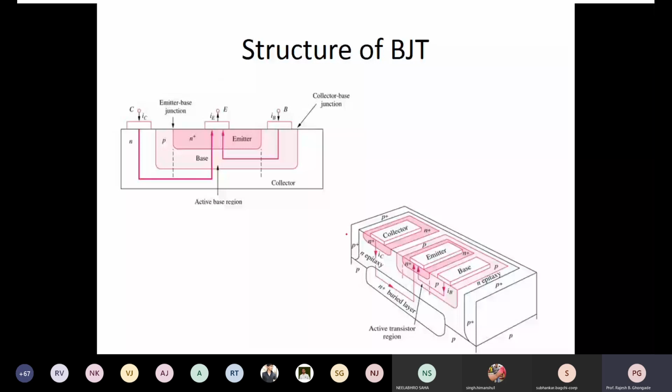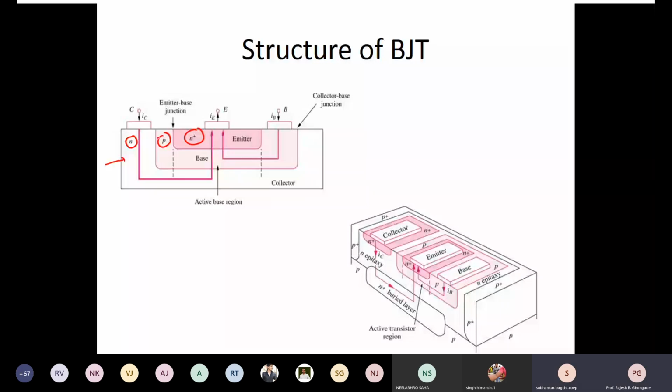If you see the 3D, let us have a look at the 2D first of all. So you have the N type. Then what they do is they create a P type, and again they create this N type. And this forms the emitter, this forms the base, and the other one is the collector. You can see over here very clearly, this is marked as N plus, and this is N and this is P. What may be the reason?